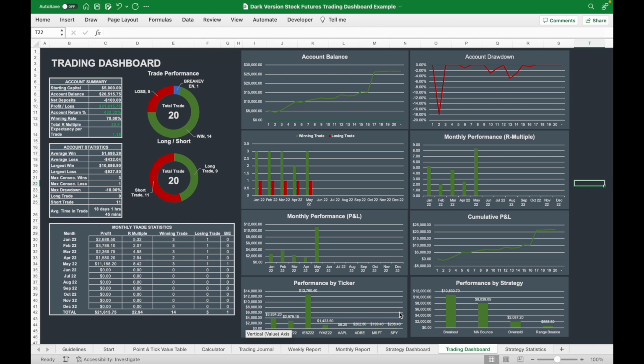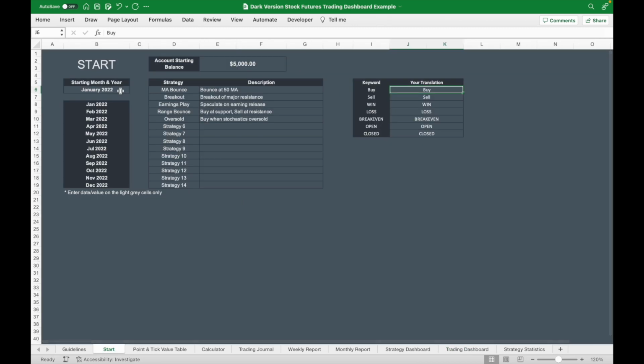Before starting, set up your trading journal by going to the Start tab on the bottom left. Input the starting month and year. It works with any month and year. Input your account starting capital. Define your strategy. You can replace the keywords used in the trading journal with translations in your native language if you are a non-English speaker. Once the setup is complete, you can start inputting your trading data.